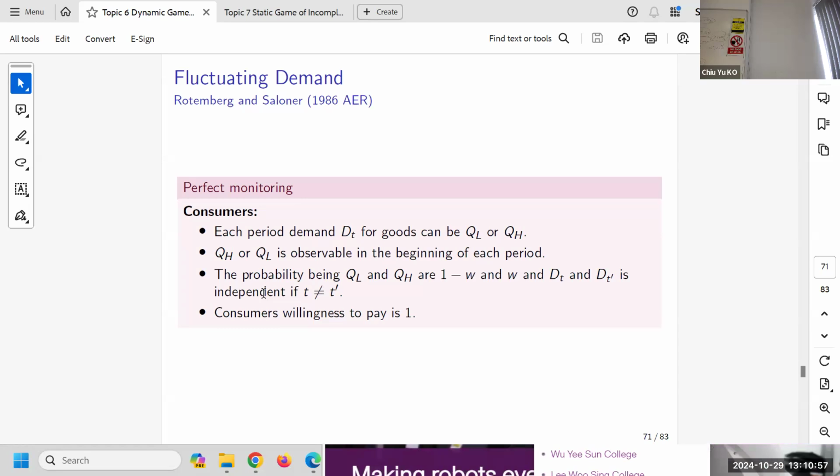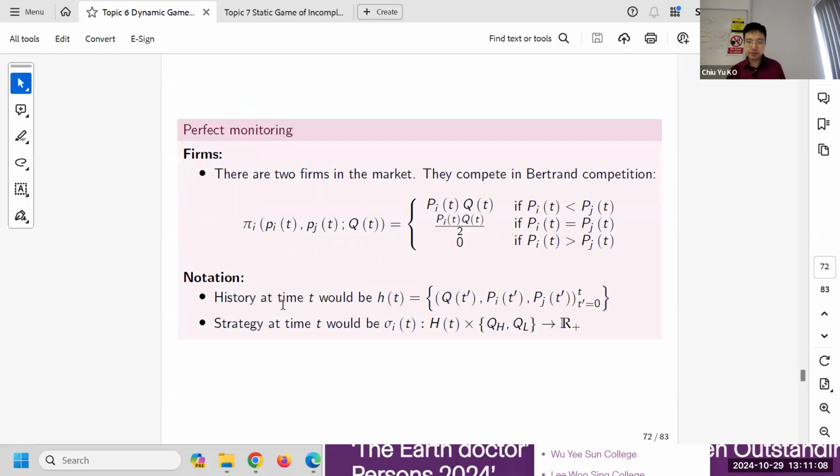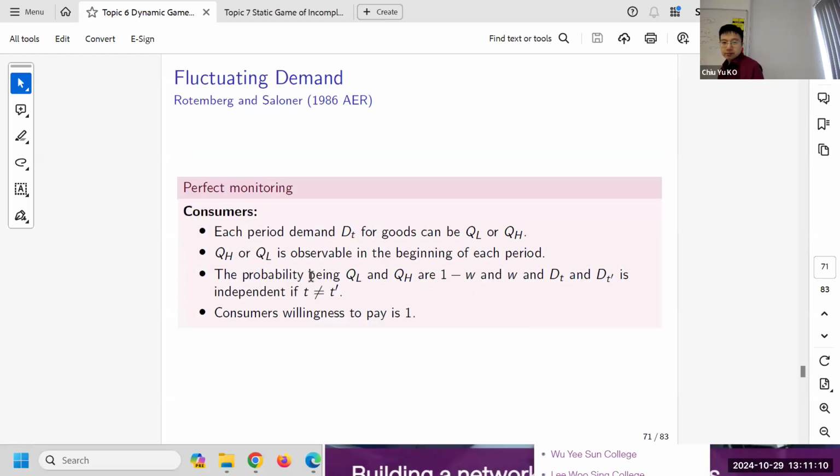And the consumer's willingness to pay is 1. Everyone is willing to pay at most $1 for the product. As long as the price is below $1, they will buy. I think that is the simplest setup you can imagine.